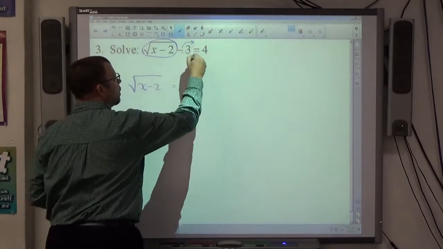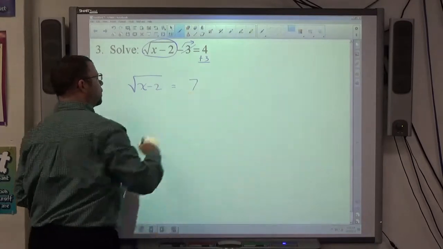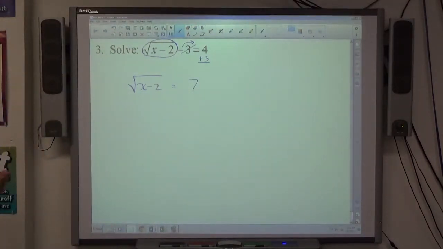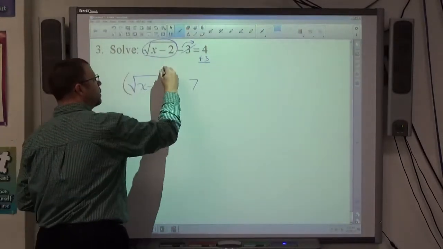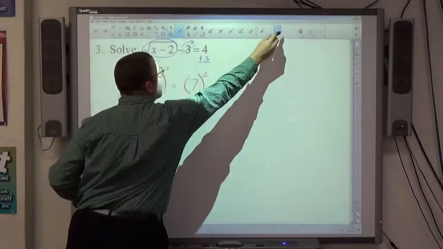If I move the -3 over the other side, it becomes +3. 4 plus 3 is equal to 7. Next job is to get rid of the radical. We do that by squaring both sides. So once I get the radical equal to a number, I square both sides.